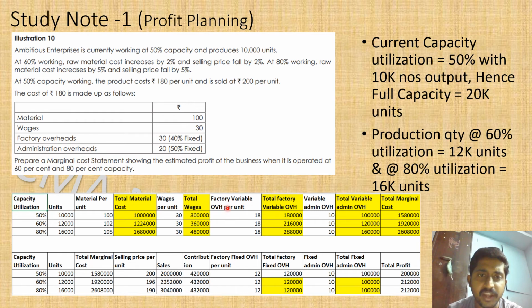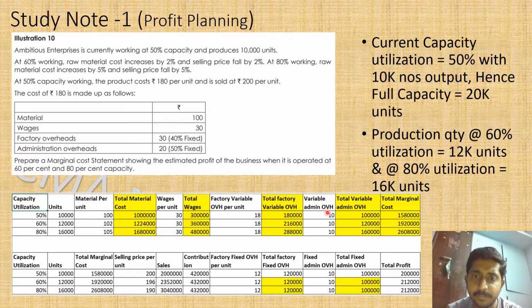Factory variable overhead per unit. Factory overheads is given as 30 rupees, in which 40% is fixed, which means 60 percent is variable. 60 percent of 30 rupees is 18, and that is not changing in all the cases. So 18, 18, 18. We multiply the variable cost per unit by the number of units to give you the total factory variable overheads.